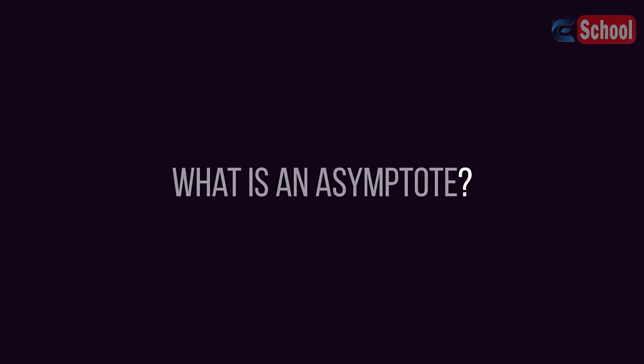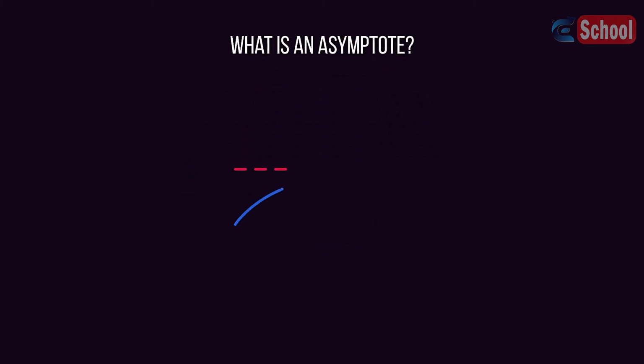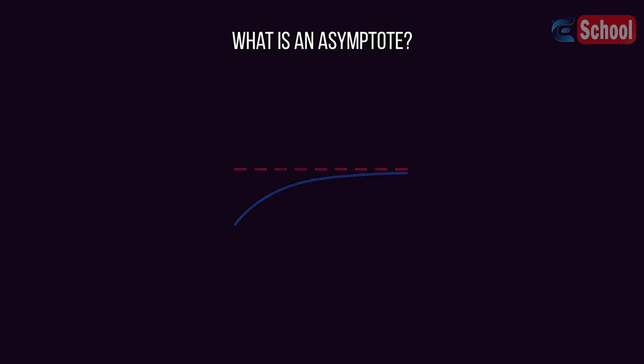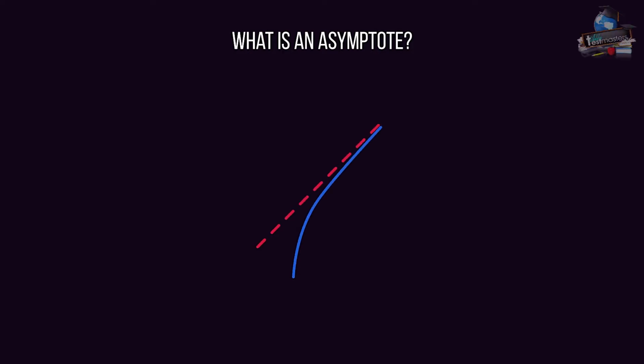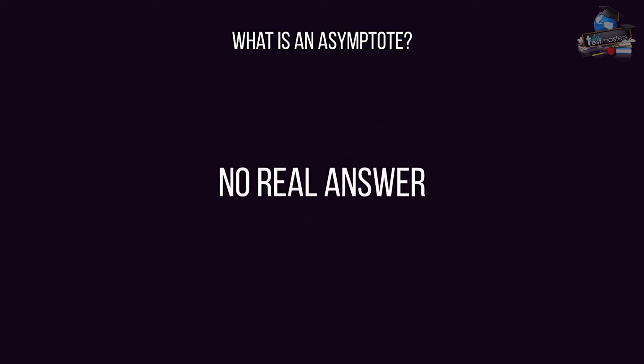First of all, we need to ask ourselves the question, what is an asymptote? An asymptote is a line which continually approaches a curve. The curve gets really close to the line, but it never quite touches it. Why? This usually arises when we're faced with a function that has no real answer.